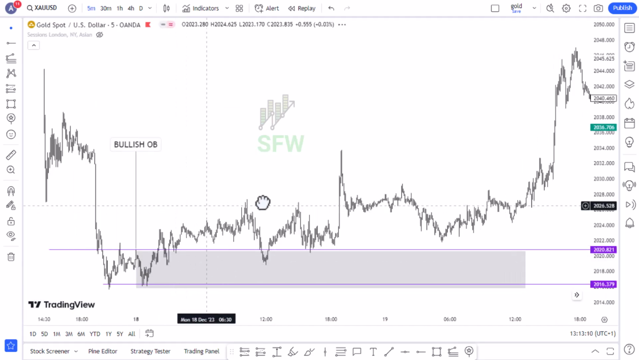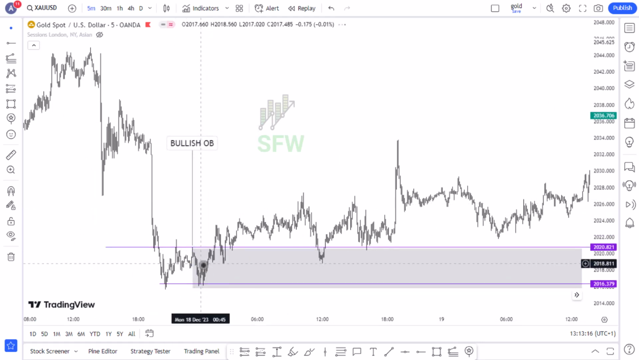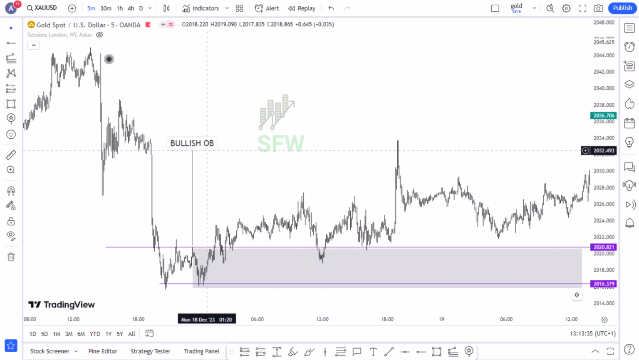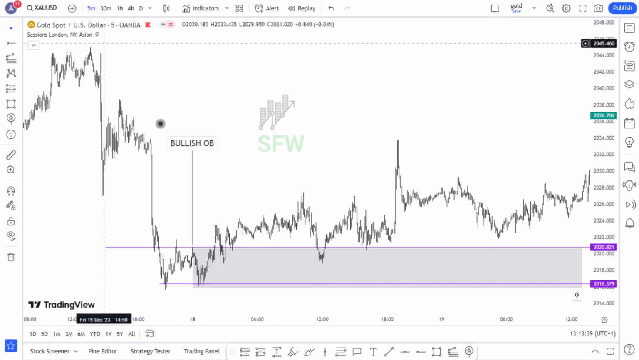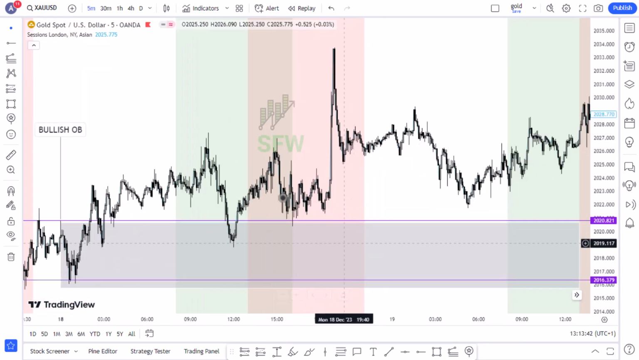So on the 5-minute time frame, as you can see, the order block was created at this level, price traded off. Upon coming back to it, you want to see if the time correlates with the New York session, then no hesitation. You can take that trade. As you can see right here, during the New York session in the red.